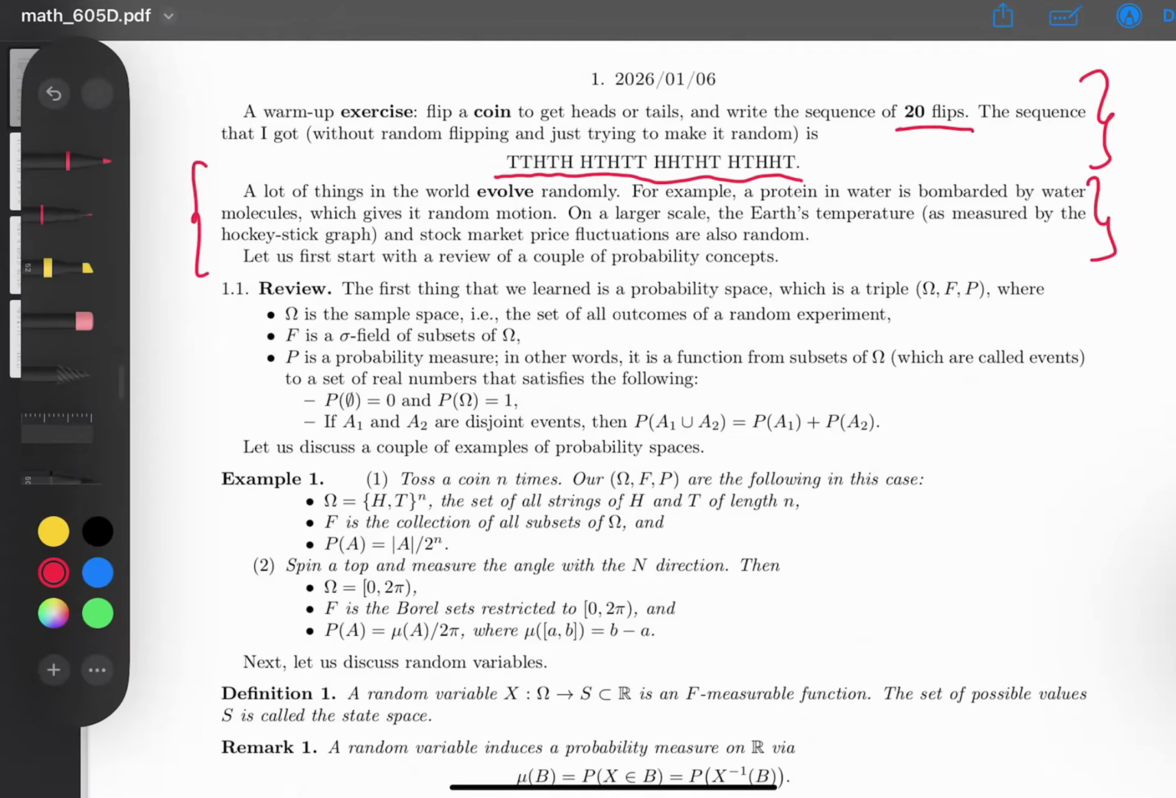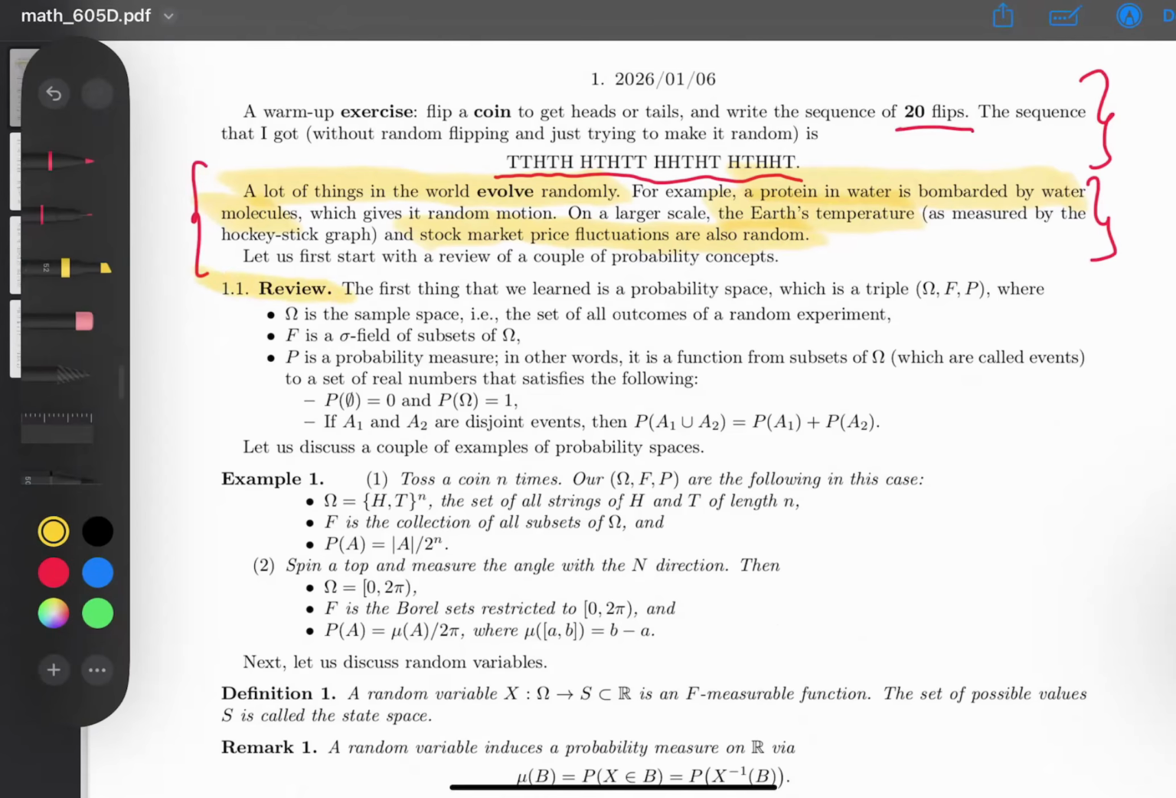A lot of things in our world evolve pretty randomly. For example, a protein in water bombarded by water molecules gives us random motion. Or the Earth's temperature, measured by the hockey stick graph, also behaves randomly. And of course, the most applicable example: I have heard a lot of people are taking this class because they want to go into finance or play on the stock markets, and stock market price fluctuations are also random. So there's a lot of randomness in our life, and this class is trying to conquer that randomness and study it.